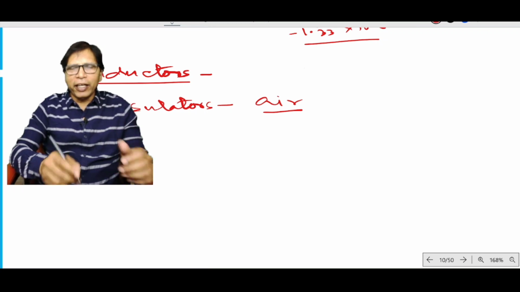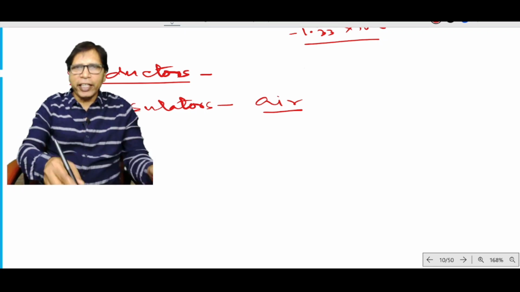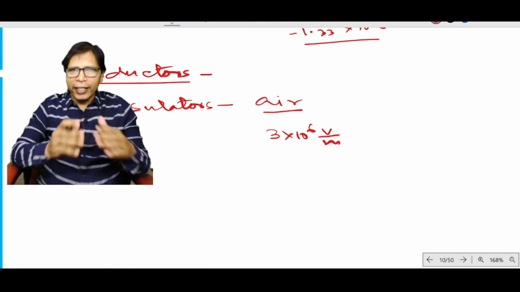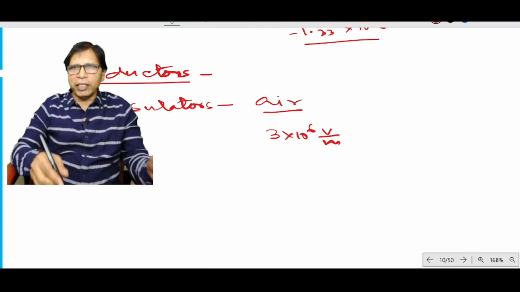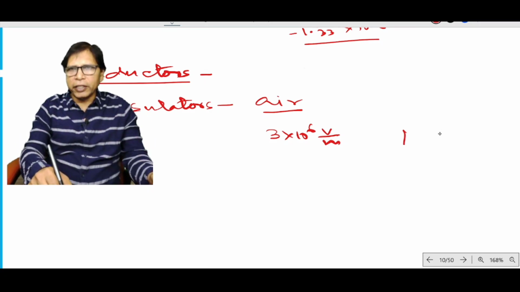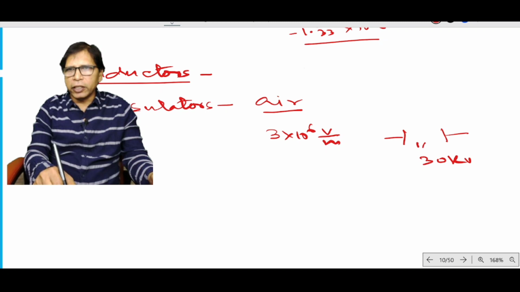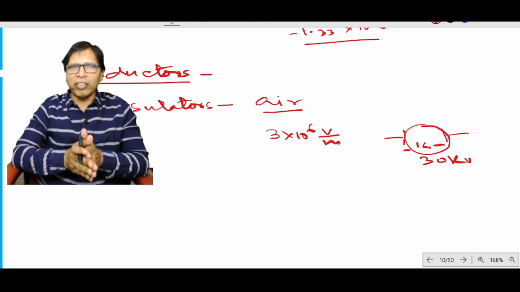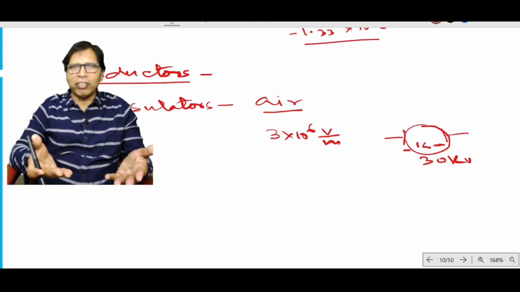If the electric field in an air medium is 3 × 10^6 volt per meter, then air becomes a conductor. That means if a potential difference of 30 kilovolt is applied between two points separated by a distance of 1 centimeter, then the air between this space becomes a conductor. So actually insulators are not truly insulators, they are conditional insulators.